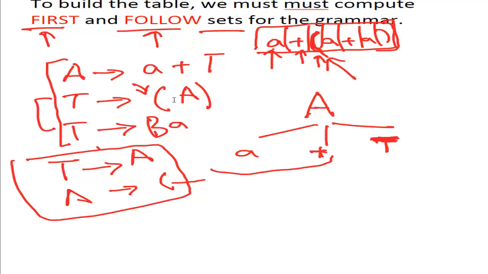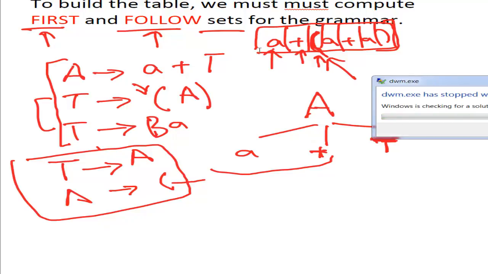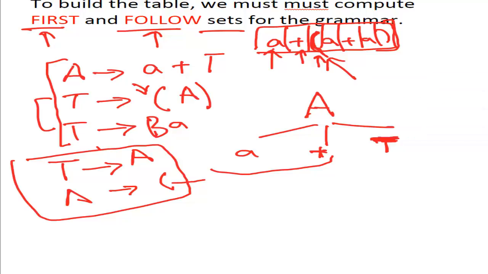So when T goes to epsilon, epsilon means no input, so I have to see what is the next symbol after the first, because first can't be there now. If T goes to epsilon, that means there is no input. So then I have to see what follows that, because in the follow will be that first non-terminal which I am searching for.